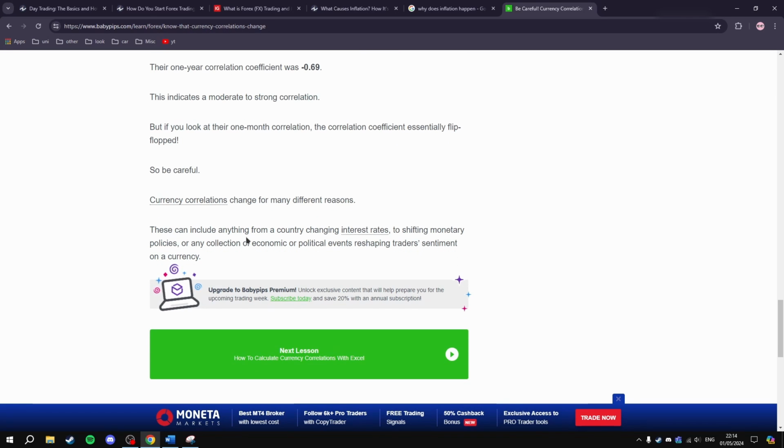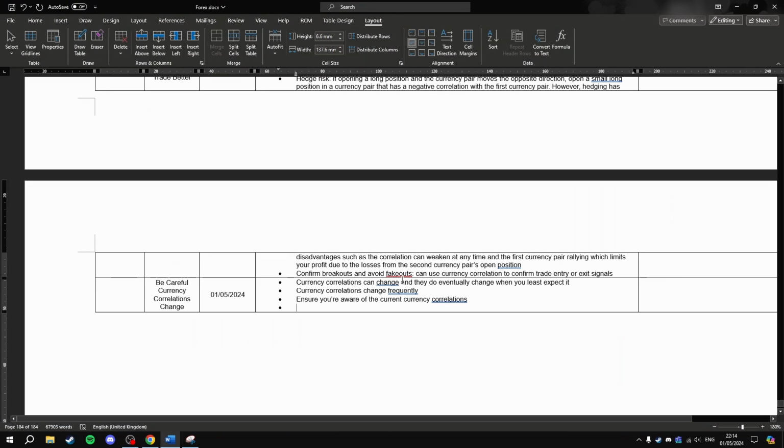These can include anything from a country changing interest rates to shifting monetary policies, or any collection of economic or political events reshaping traders' sentiment on a currency.